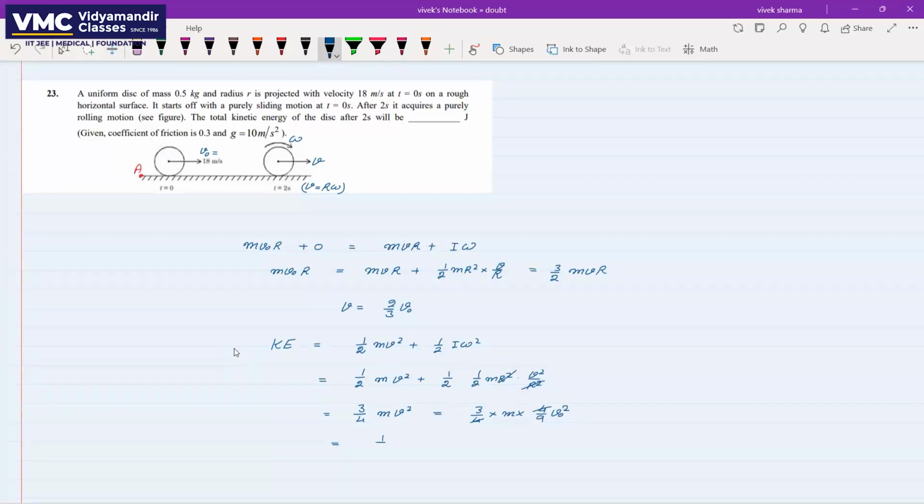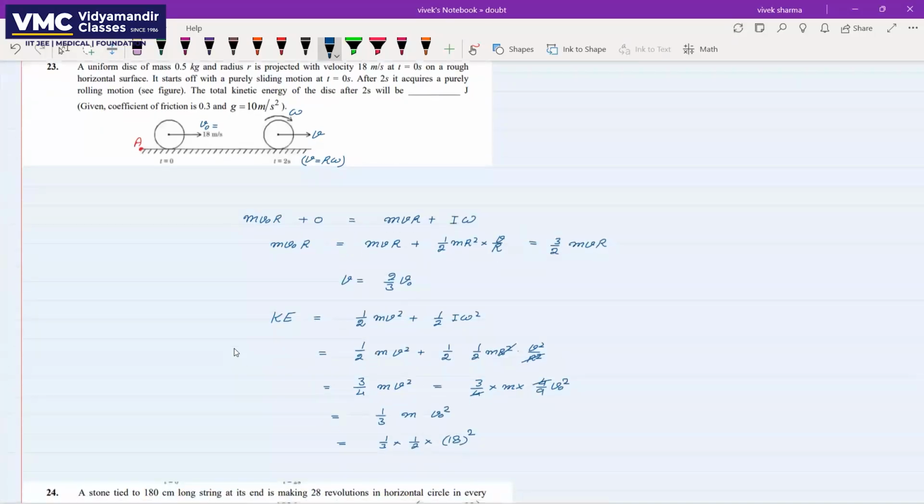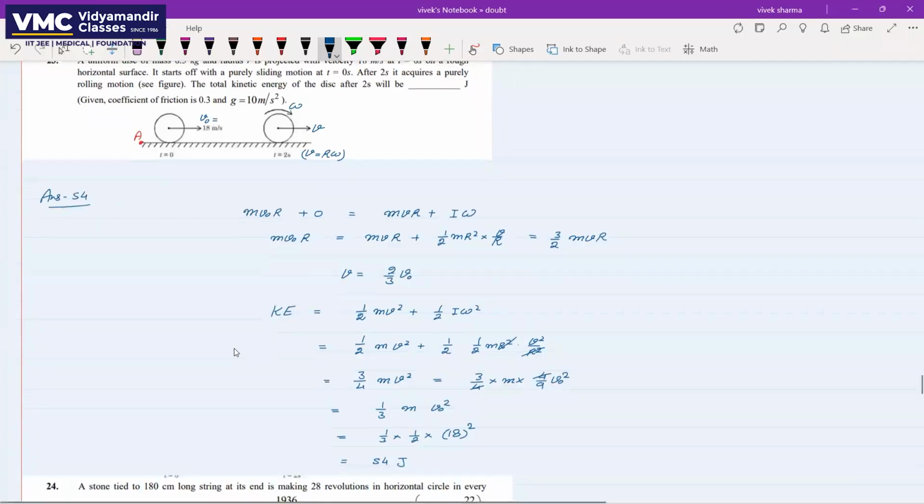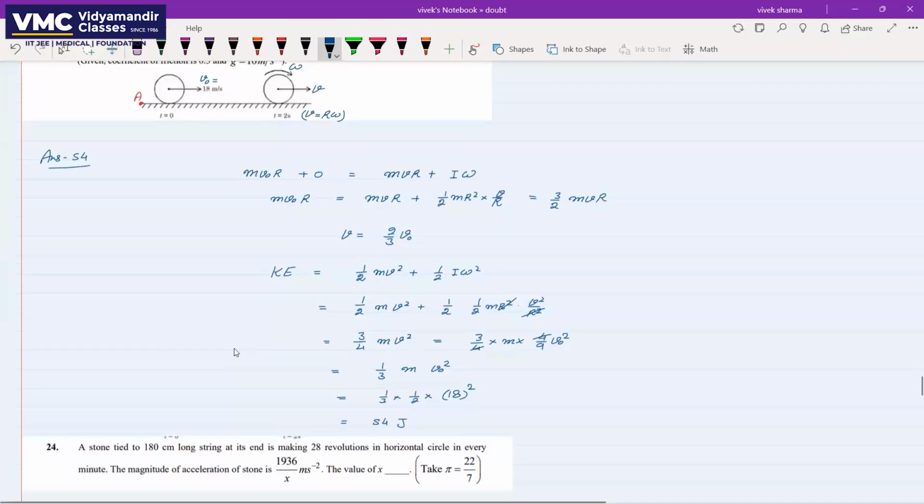It can be written as 1/3 m v naught square, and mass it is given as 1/2, so 1/3 into 1/2, and v naught it is 18. And from here I can find it as 54 in SI unit, 54 joules. So correct answer it is 54. So this was question number 23. Now moving to question number 24.